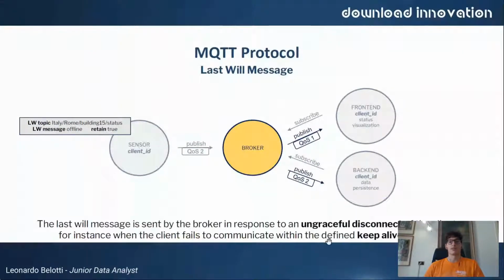So, for example, we have defined a keep alive interval period of 60 seconds, and the sensor goes down, and the broker doesn't receive the keep alive message, so it will send to the front end, because it subscribed to this topic, the message offline. Then it will be the responsibility of the front end to properly handle this situation.